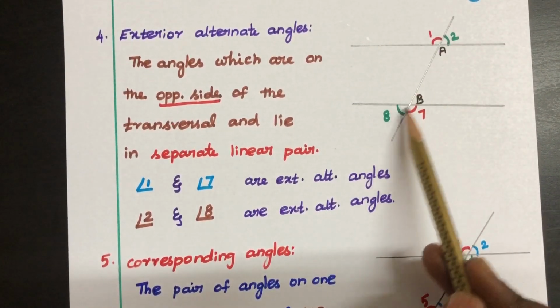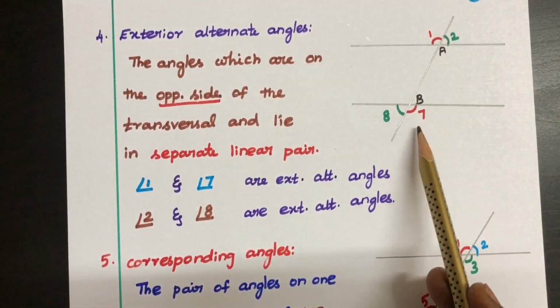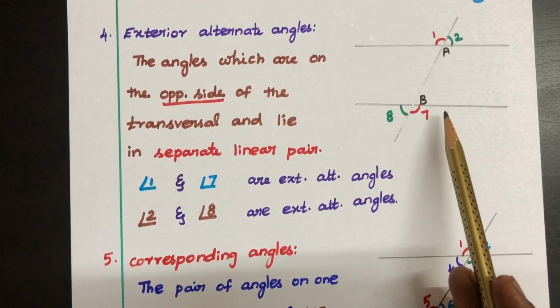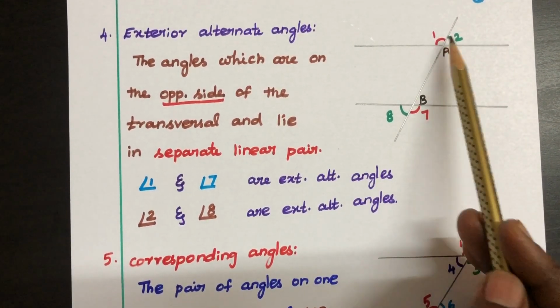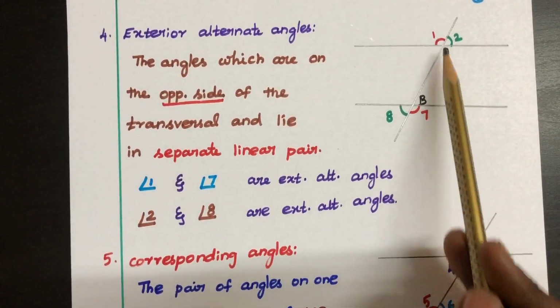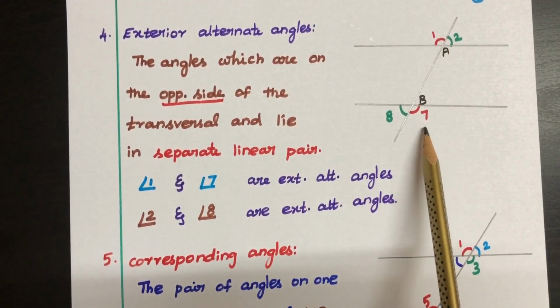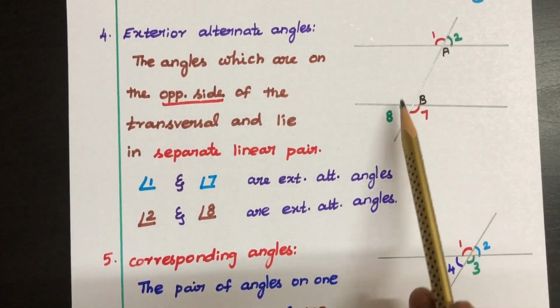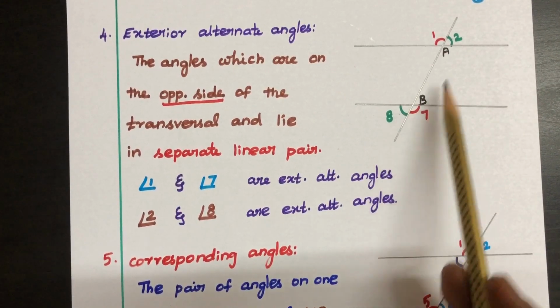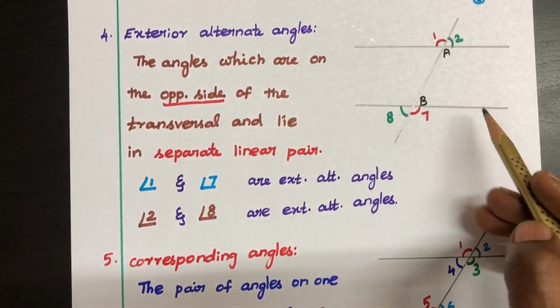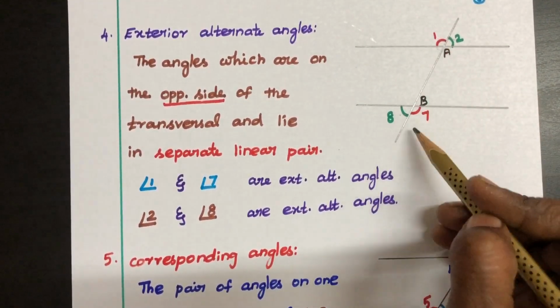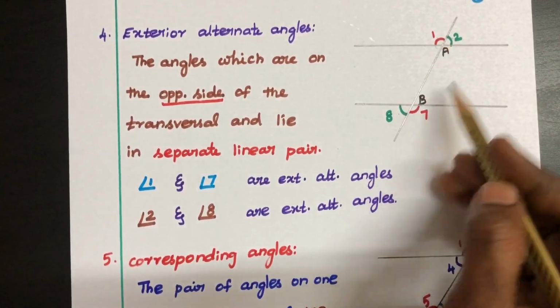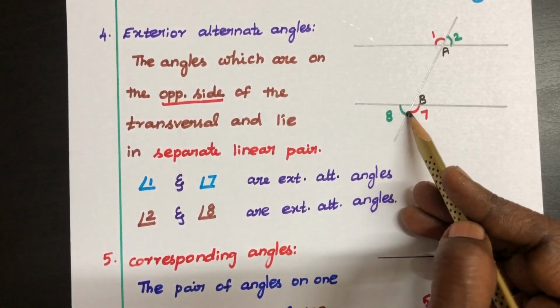The alternately formed, this 1 and 7. See, I have used different sketch for exterior alternate angle pairs. 1 and 7 make an exterior alternate angle pair. Similarly, 2 and 8 are exterior alternate angles. See here also, the angle formed is like that. Here one and here one.